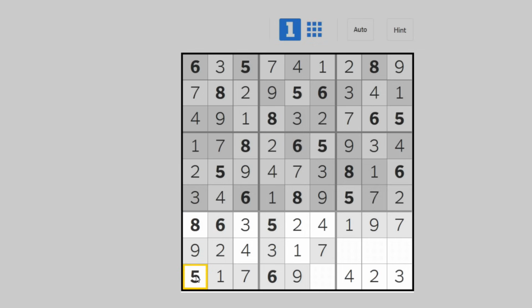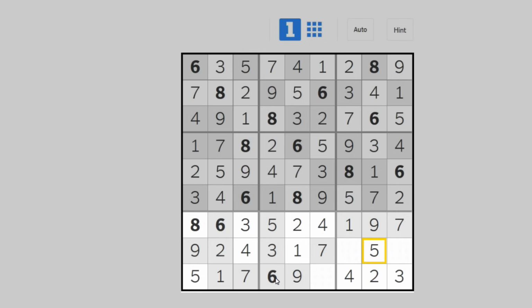Okay, back to the number 5. We have a number 5 here, number 5 here. Therefore, there must be a 5 in the middle row. Anyway, there's only the middle row left. It can't go in this cell because there's a 5 in that column. It can't go in this cell because there's a 5 in that column. So the only place the 5 can go is right over there.